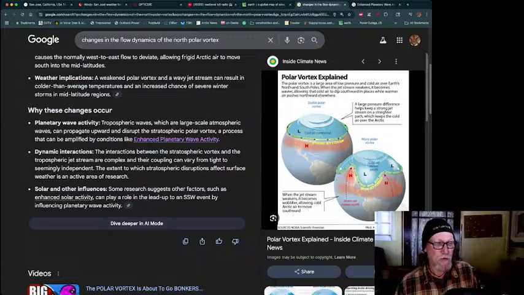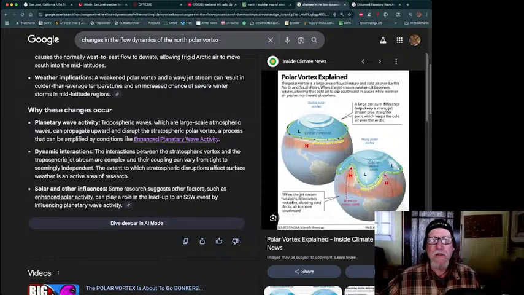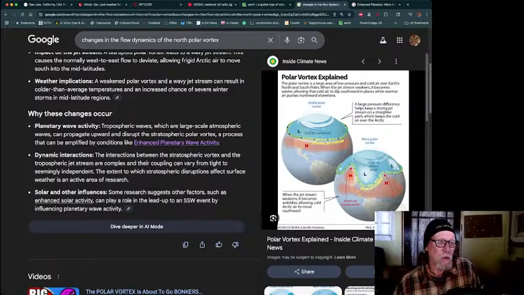Solar and other influences. I'll finish this one. Some research suggests other factors such as enhanced solar activity can play a role in the lead up to an SSW event by influencing planetary wave activity. So it's like it's indirect. It influences planetary waves, and those in turn influence sudden stratospheric warming, which in turn influences the behavior of the polar vortex. It's indirect. It's not even direct. And the cyclical nature of the solar activity is not reflected. It's not there at all.